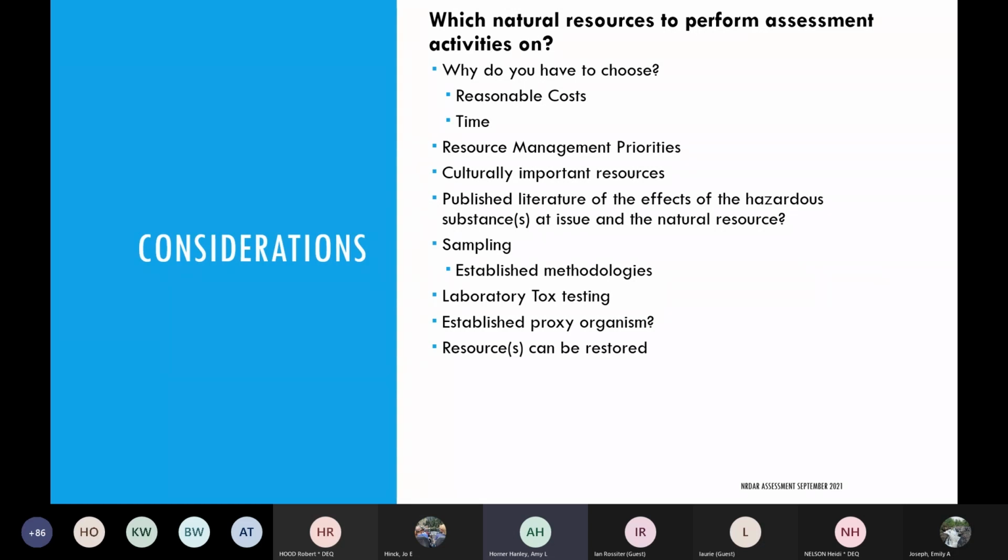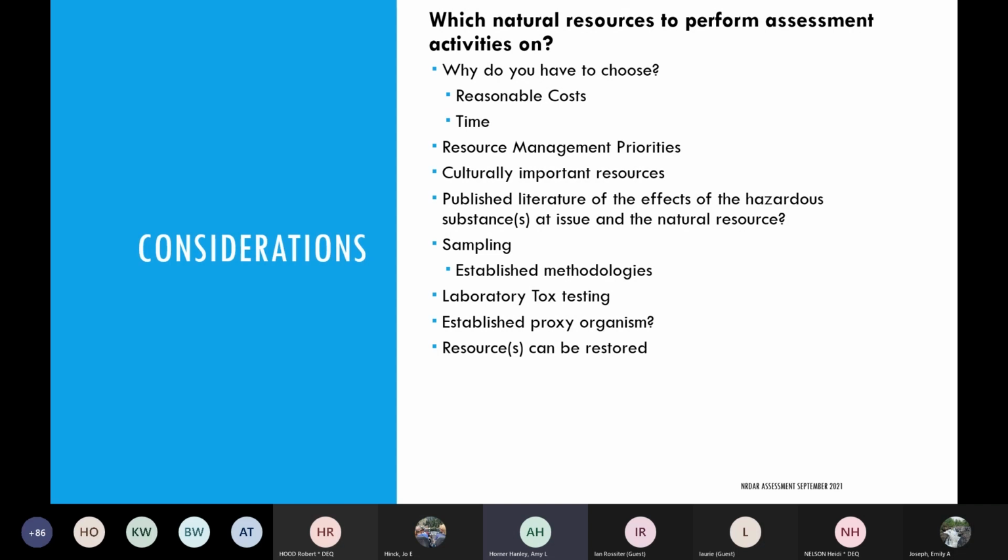So you kind of need to figure out a way to make decisions about how to select which resources to focus on. Some of it might be easy, right? It might be a resource management priority, like threatened and endangered species. It could be habitat, right, on like BLM property or NPS property. It could be a resource that's culturally important. Maybe there's certain types of plants that are culturally important, and so you're going to focus on what may have happened to plants as a result of a release.